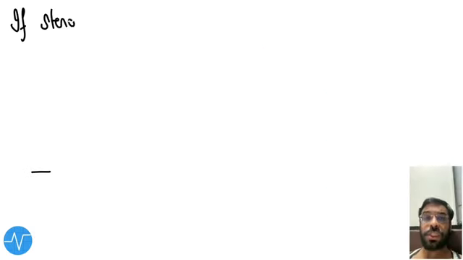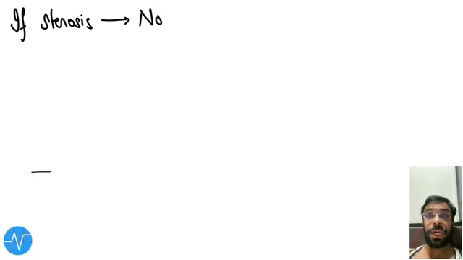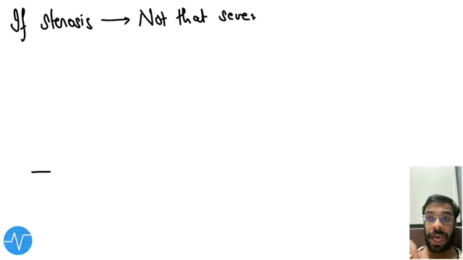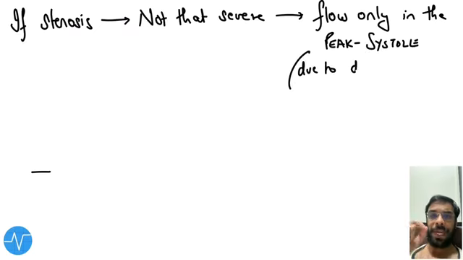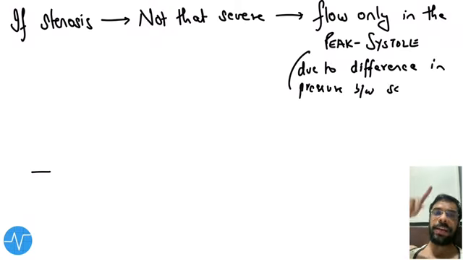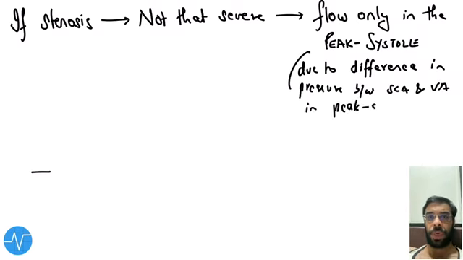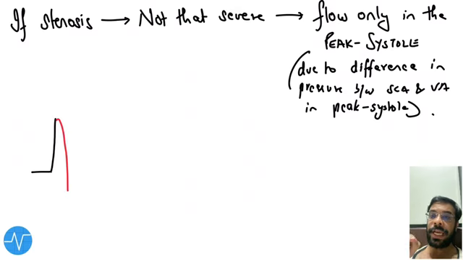Suppose the stenosis is not that severe, it is moderate. Now what will happen? Note that only in peak systole the flow will be reversed. Now why in peak systole only? Because the difference in the pressure is there in the peak systole. Therefore, it will go down. The peak will go down, which we will see in the red part of the diagram.